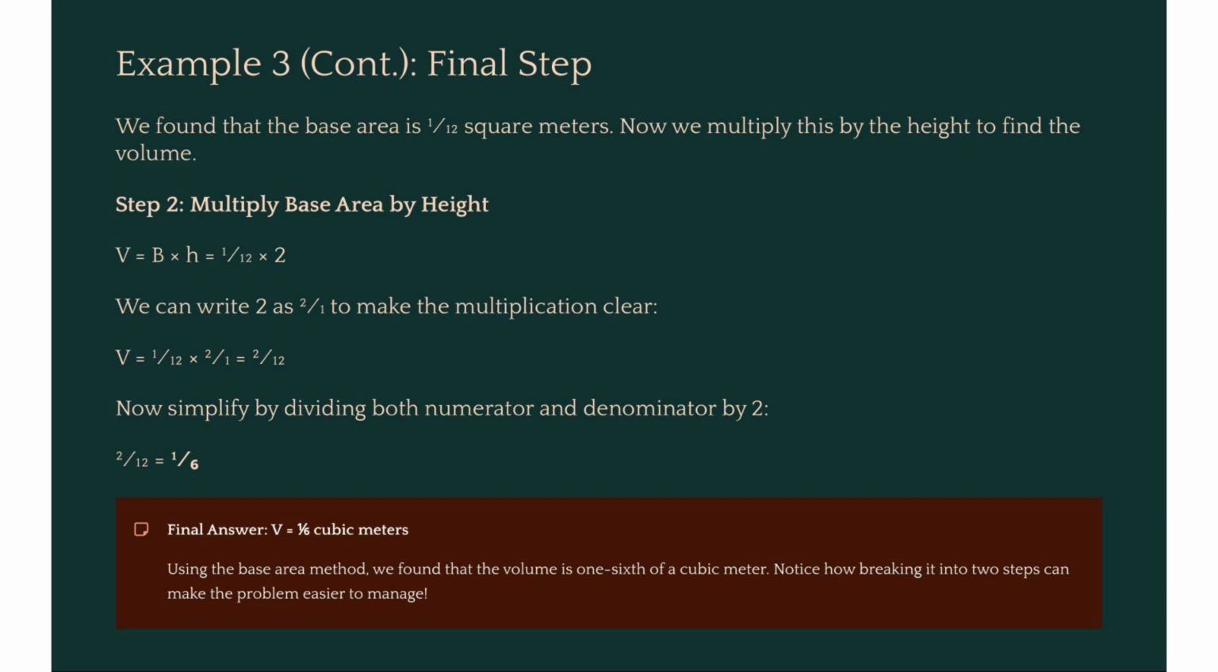Now for step 2. Multiply the base area B by the height H. V equals 1/12 times 2. Remember, 2 can be written as 2/1. Multiplying gives us 2/12. Finally, we simplify 2/12 to 1/6. So the volume of this prism is 1/6 cubic meters. It's just a two-step approach to the same problem.